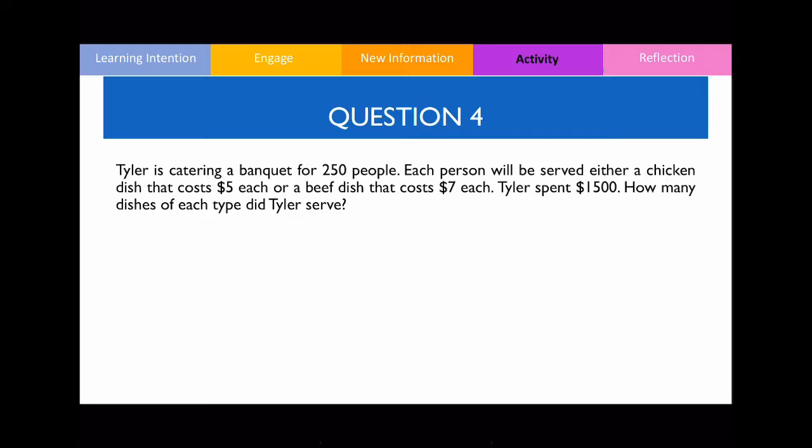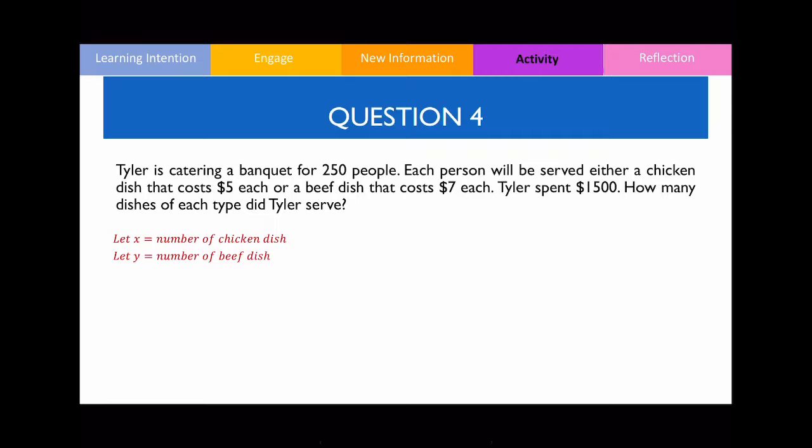So this question over here is very similar to the previous example that we've gone through. So in this case, let's do the same thing where we need to define the variables. In this case over here, it's talking about chicken dishes and beef dishes. So therefore, let x be the number of chicken dishes that you've served, and let y be the number of beef dishes that you served.